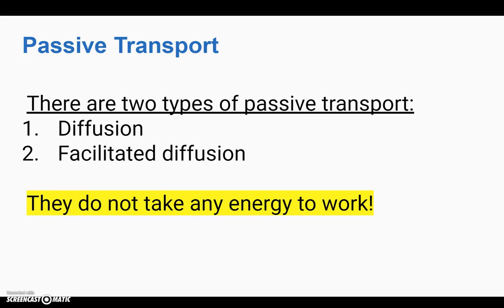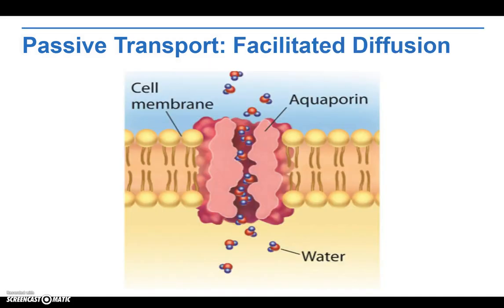Alright, so in the last video we looked at passive transport. This is another form of passive transport. There are two types of passive transport: diffusion and facilitated diffusion. Neither of these two types takes any energy to work. They work on what's called a concentration gradient, which means moving from high concentration to low concentration. That's what a concentration gradient means.